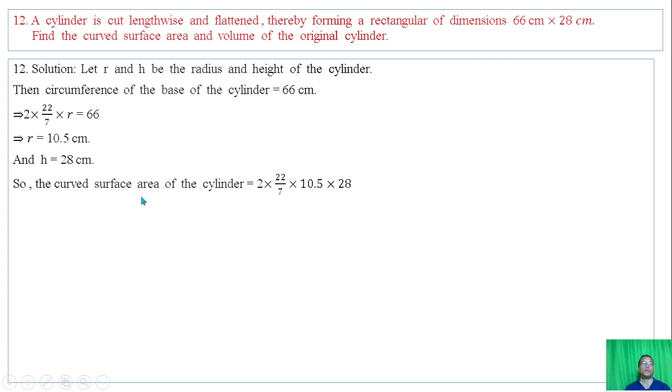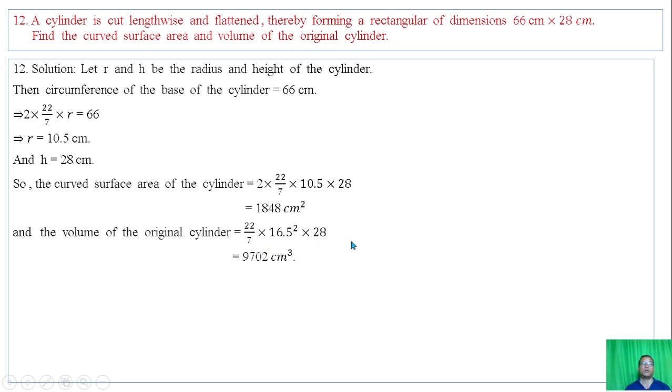So the curved surface area of the cylinder is twice pi R into H. We have 1848 centimeter square. Also the volume of the original cylinder is pi R square H. We have 9702.